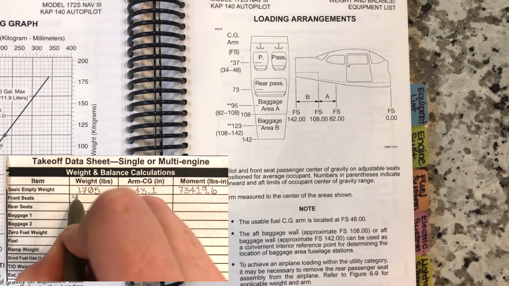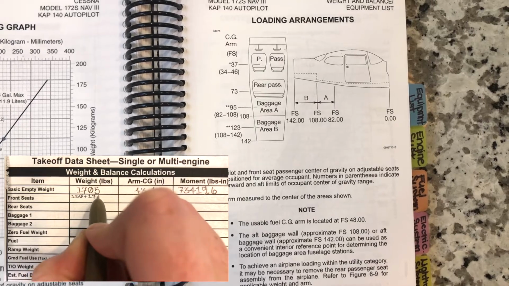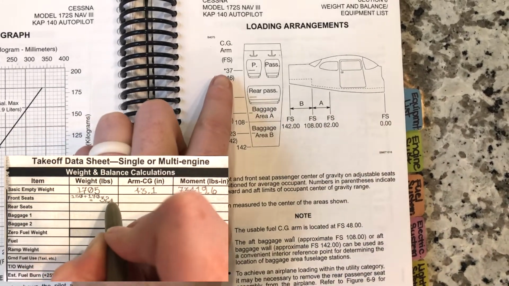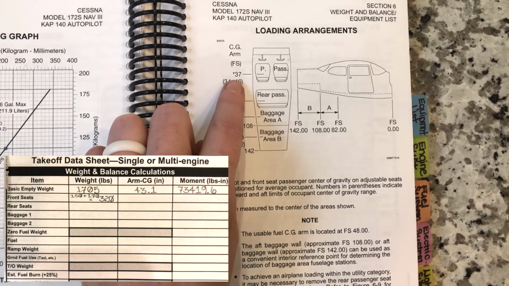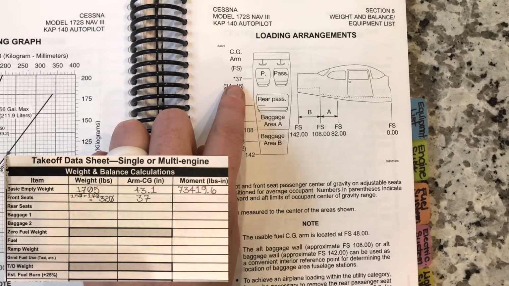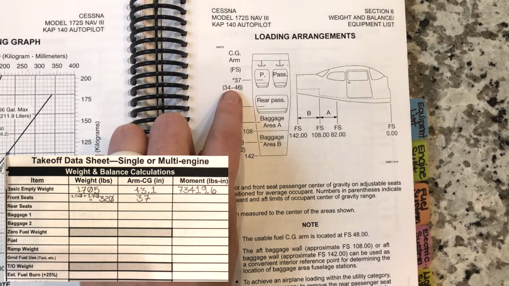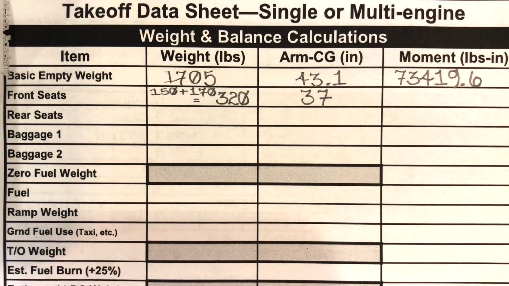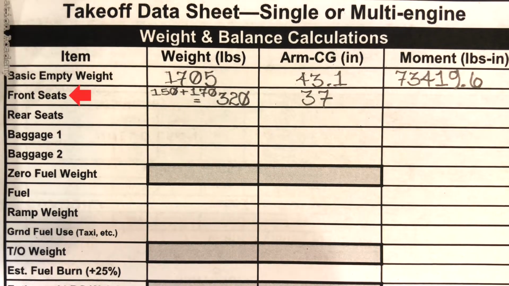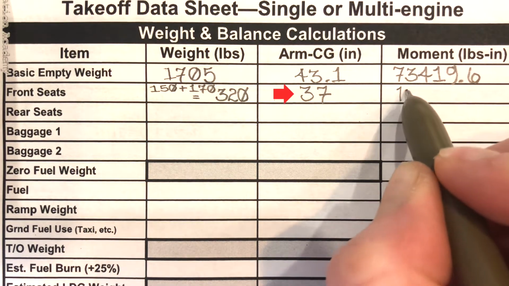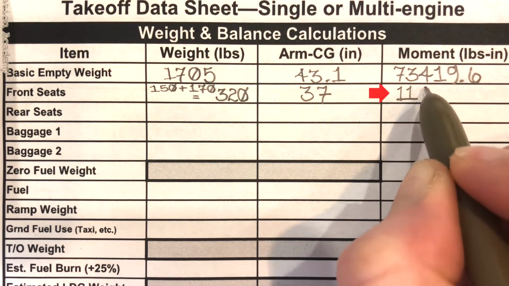And so let's say I'm 150 pounds and I have a co-pilot who is 170. So together we make 320 pounds. We're going to be located 37 inches aft of our datum. Don't worry about what datum means, it's just a reference line, and we counted 37 inches back from that reference line to determine where we are positioned. So now we just multiply across for the front seat row. We just did 320 times 37 to get 11,840.